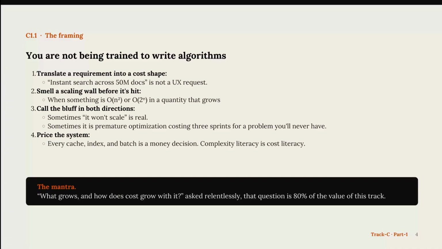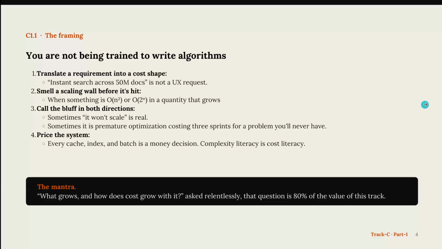Finally, it's the pricing of the system. Every cache, index, or batch decision that we are going to take is all about money. Understanding the complexity behind all of these products or tech is all about cost literacy. If you do not understand the complexity, you do not understand the cost. So what's the mantra here? What grows and how does the cost grow along with it? That has to be asked relentlessly, because that's 80% of the value that a product manager brings to the table.